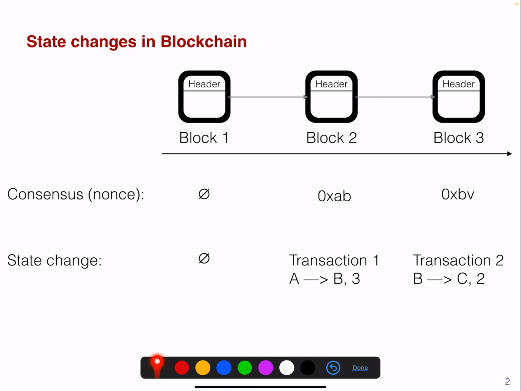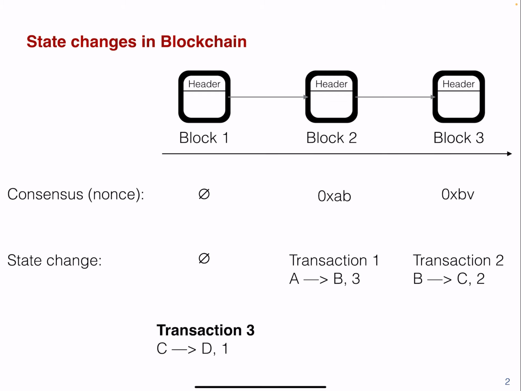And then in block number 3, there's a new consensus nonce that identifies the consensus. And then we can have other state transitions, for example, a transaction that says I would like to send 2 coins from B to address C. Now, let's imagine we find a third transaction, right? This is a new transaction that arrives. Transaction number 3, is this transaction valid? So think to yourself, how would you validate this transaction given the history that you've seen?